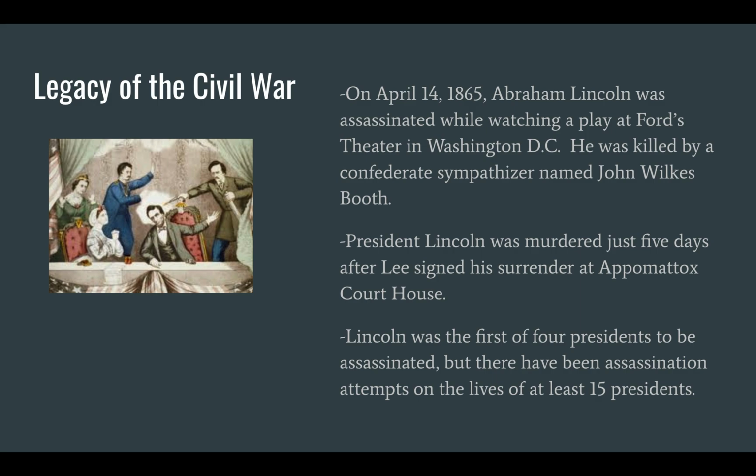On April 14th, 1865, just 5 days after Appomattox Courthouse, Abraham Lincoln was assassinated while watching a play at Ford's Theater in Washington, D.C. He was killed by a Confederate sympathizer named John Wilkes Booth. Now, President Lincoln was murdered 5 days after Lee signed his surrender at Appomattox Courthouse. Just a little repetition for you. I guess that means it's super important. All right, Lincoln was the first of 4 presidents to be assassinated, but there have been assassination attempts on the lives of at least 15 presidents.